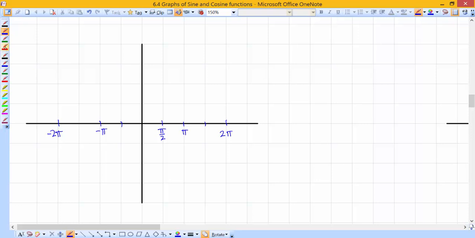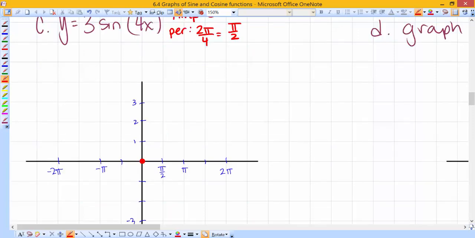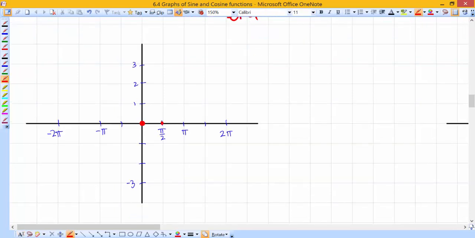I hope you're watching closely. Oh, I forgot to label my amplitude, you guys. 1, 2, 3. 1, 2, negative 3. Okay, now I'm ready. So I start at 0, 0. My end is the cycle, the period, so pi over 2. Now please watch. I need to find the middle first. That's at pi over 4, right there. There's my middle.